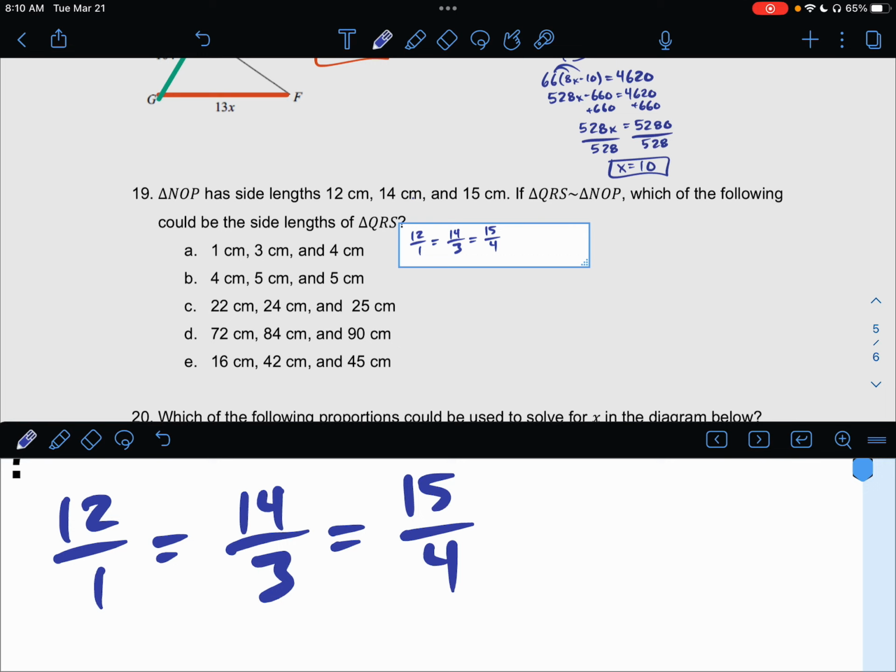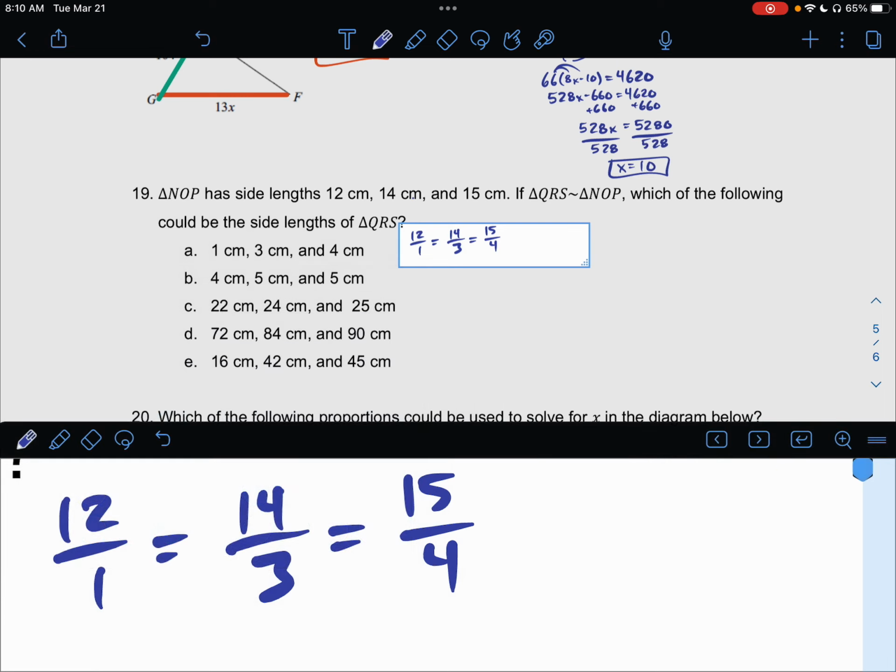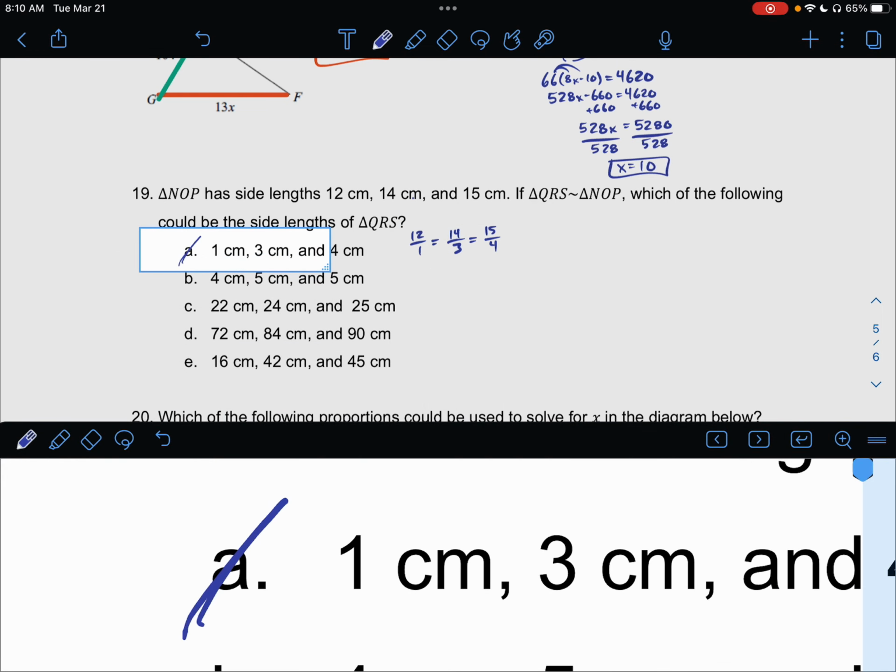But I could also, what I recommend doing with this one is I would just type it in the calculator. So do 12 divided by 1, 14 divided by 3, 15 divided by 4, and see if they're all the same number. If they're all the same number, then it's that one. It's proportional. All right, so that's the first one. So we know it's not going to be A.